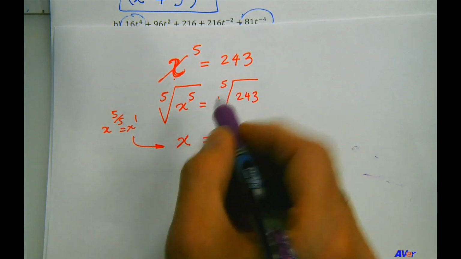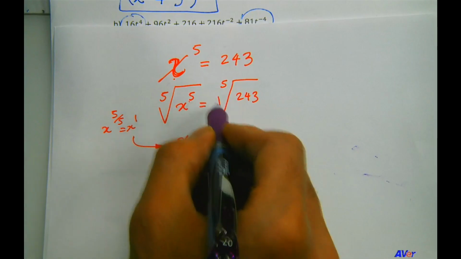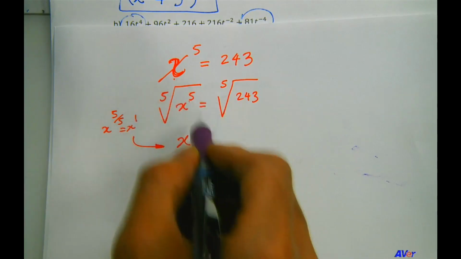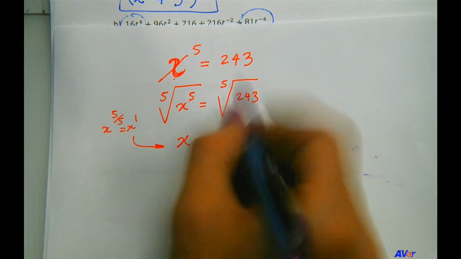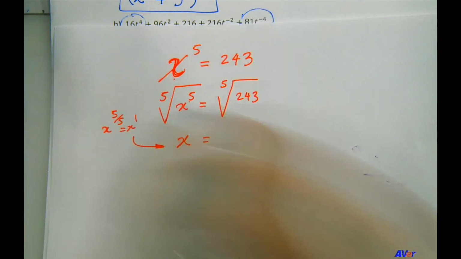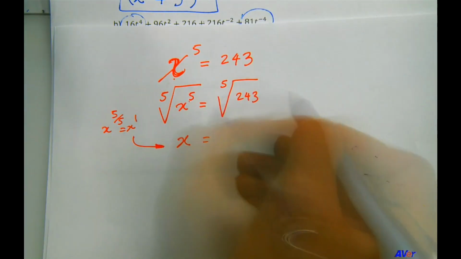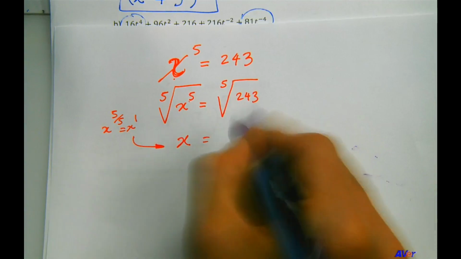What about the right side? The right side is just going to be whatever this is, because if this was the sixth root, we would have plus or minus. But because it's an odd root, we're just going to get whatever that number was. If it's negative, it's going to be negative. If it's positive, it's going to be positive. So itself.